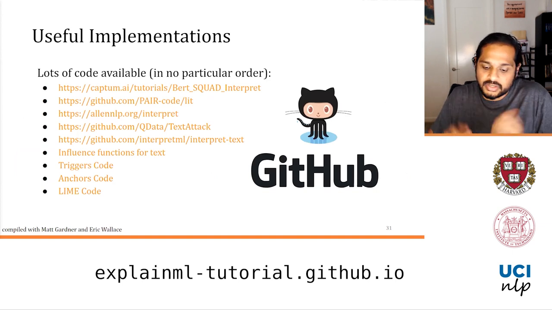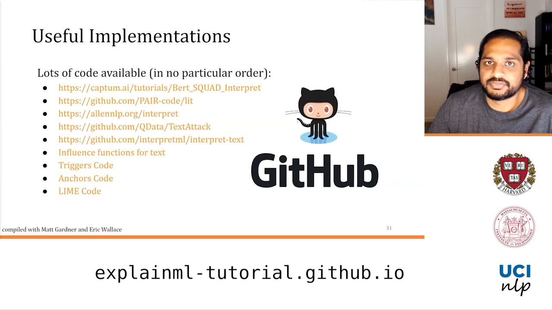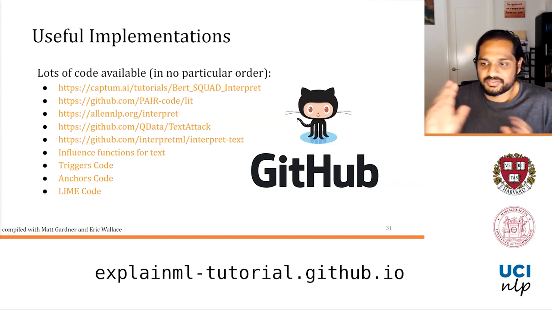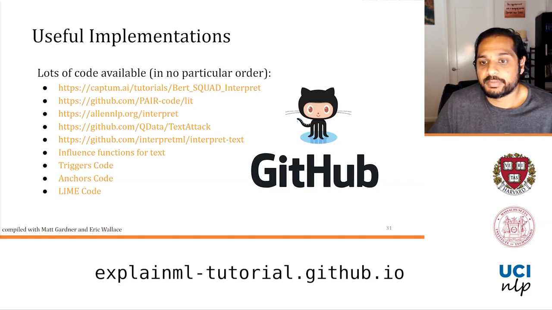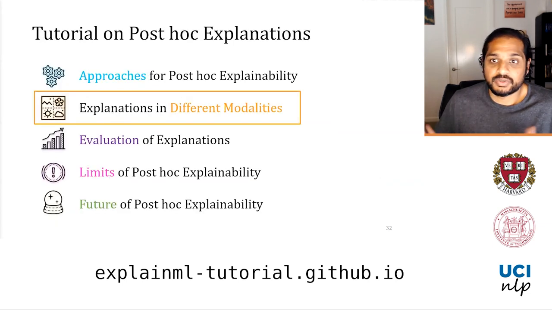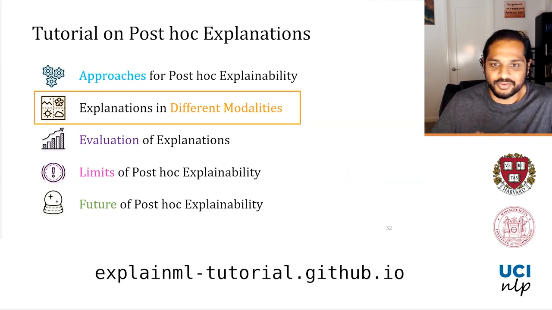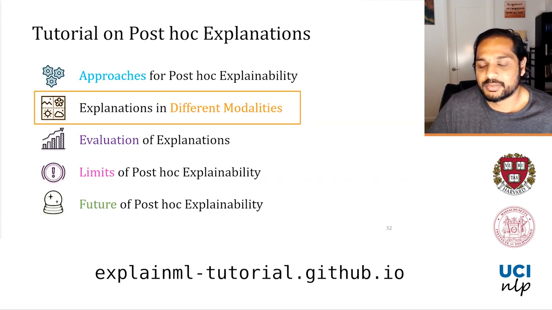Okay, so that's all I have for the NLP side of things. Here are some useful examples of interpretability techniques that have been implemented, in no particular order. We have some of ours in there as well. So if you're curious about doing NLP and interpretability, I would ask you to check out some of these resources. So that brings us to the end of explanations and how they look in different modalities. We covered only three of the most popular ones, and I'm sure there are new questions that come up when you switch to other modalities, but hopefully this was useful to you. Thank you.